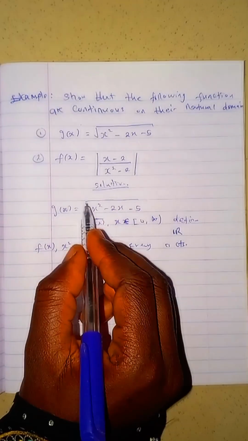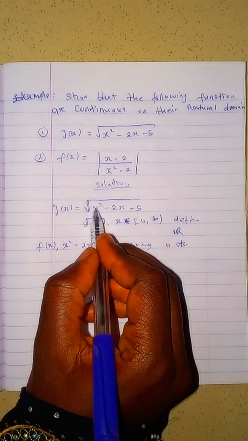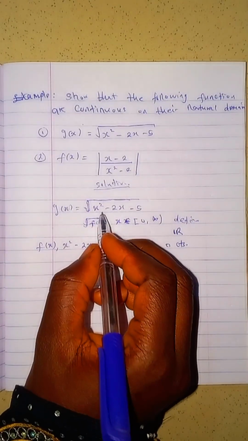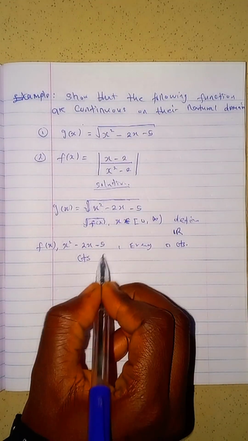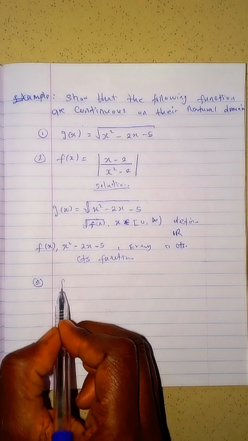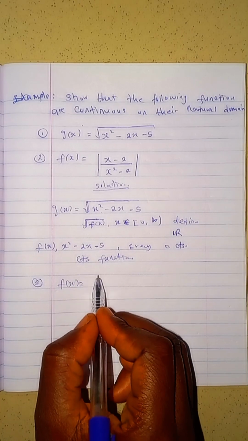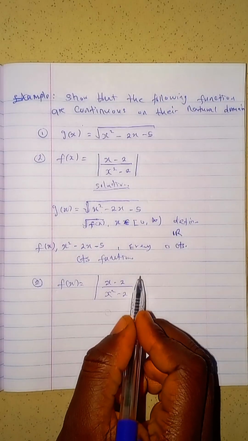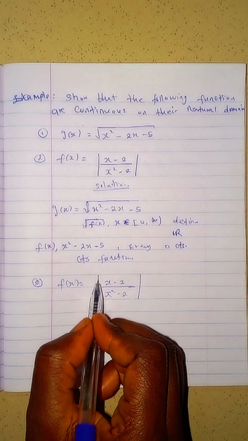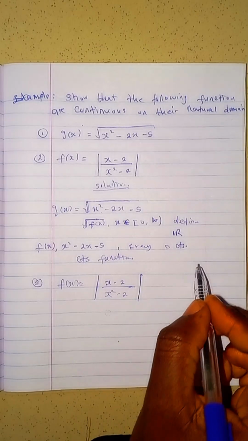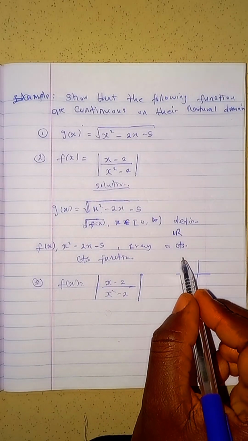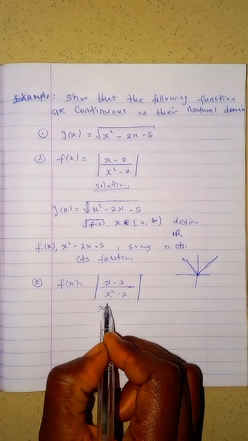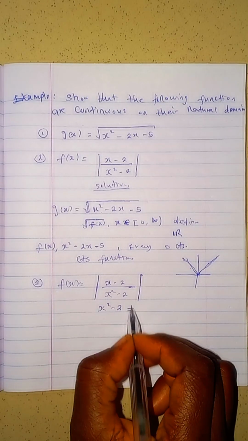The composition of square root with x squared minus 2x minus 5 is also a continuous function. So the composition of the two functions is a continuous function. f of x equals the absolute value of x minus 2 over x squared minus 2. Here, absolute value is a continuous function because of its graph. Denominator must not be 0, that is, x squared minus 2 must not be 0.